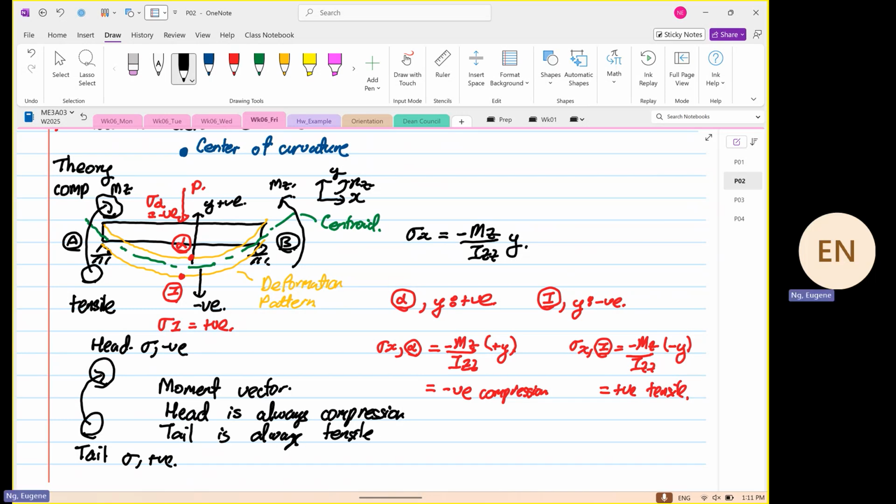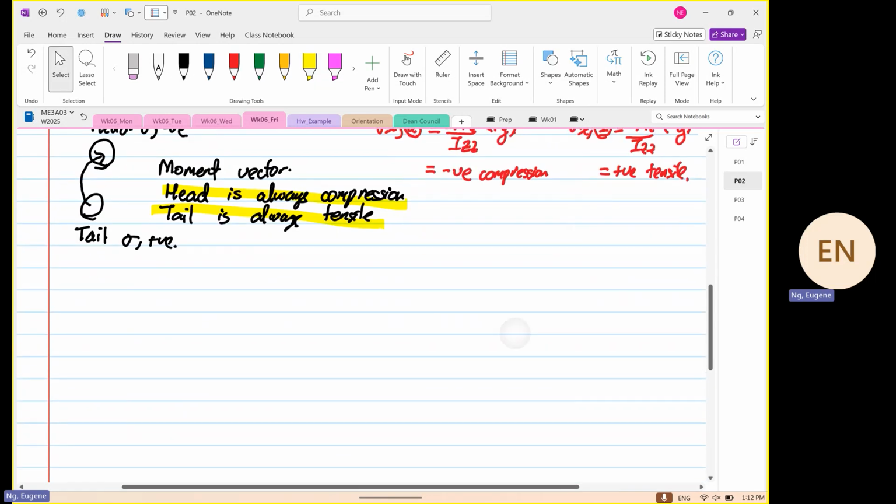So from here, we can very quickly define when it is a tensile loading, and when it is in compression loading. Are we clear? Okay, so this is so much of an easier way that you can remember rather than being fixated on the formula. Always remember to visualize, visualize, visualize, visualize.